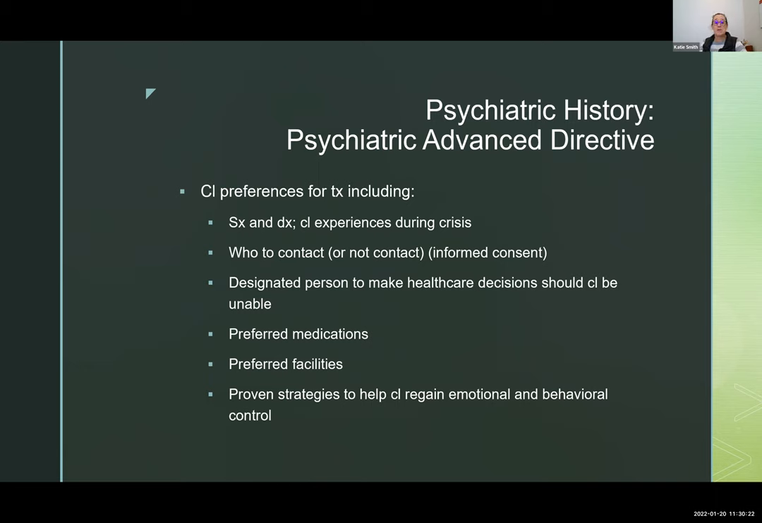We also need to provide informed consent. If a crisis happens, it's our responsibility as mandated reporters to help keep you safe. So if that happens, this will be my response. There's a designated person to make healthcare decisions should the client be unable. So if you are unable to make healthcare decisions for yourself due to your psychiatric state or health, who should step in and do that?